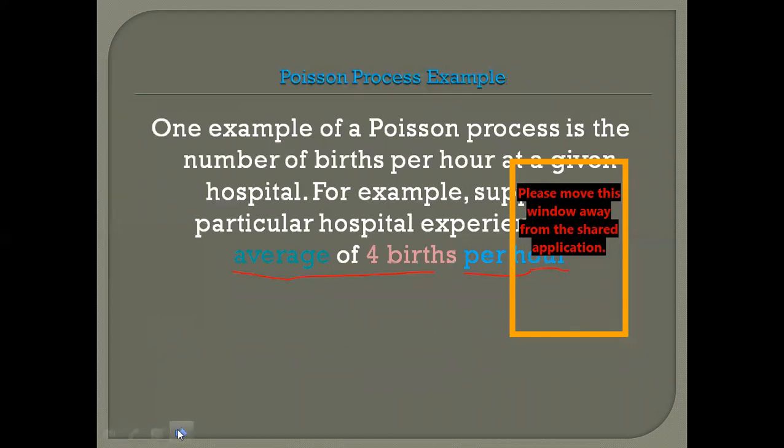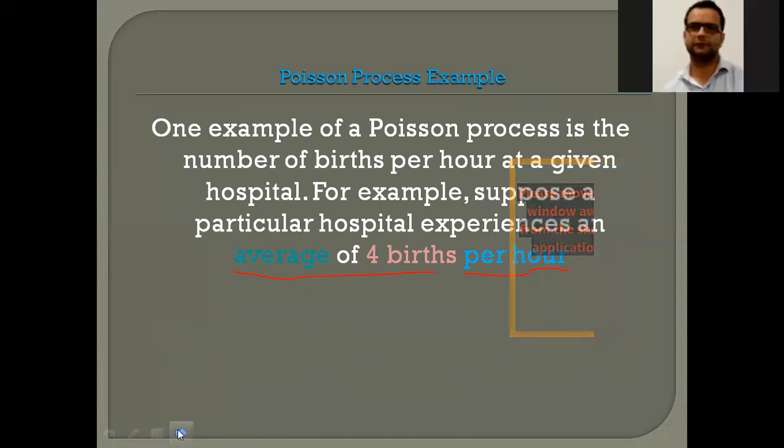Now, this is a Poisson process. Again, keep in mind that you went into a hospital and calculated the number of births. The average number of births at the hospital was 4, but you got 10, right? Then you can say that this kind of process is a Poisson process.